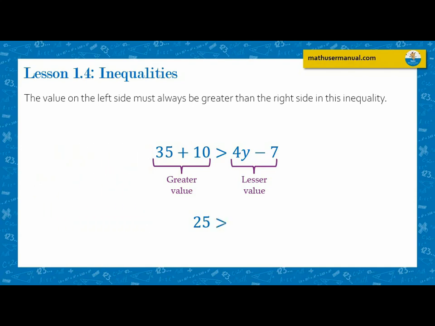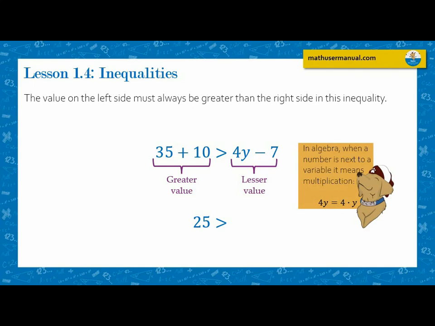Now remember, we still have this symbol. The open side of the symbol is pointing towards the 25. So that 25 needs to be greater than whatever we get on the right side. The right side needs to be lesser. It's the lesser value. It needs to be smaller. So whatever number we replace for y, this right side needs to stay smaller than 25. One more time before we replace, remember, 4y is the same as 4 times y. So let's replace it for a 7, for example. 4 times 7 is 28. 28 minus 7 is 21. This is true. 21 is smaller than 25.